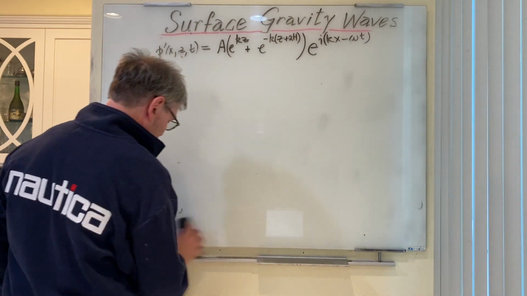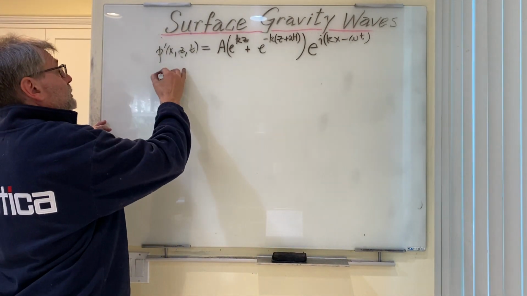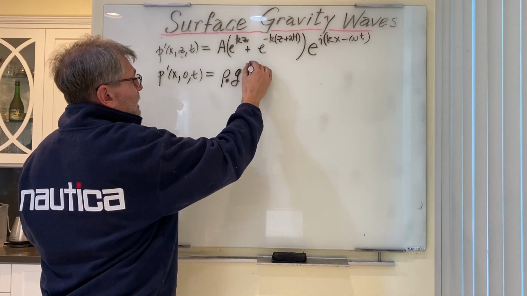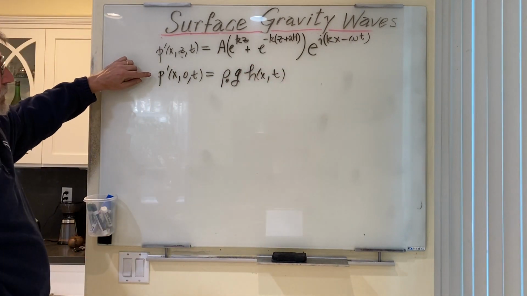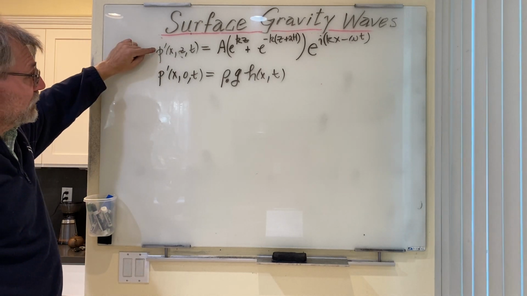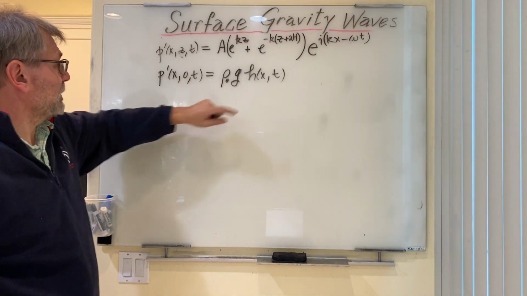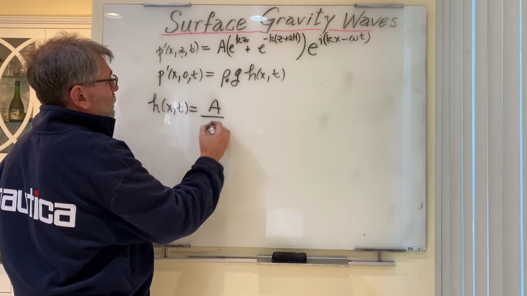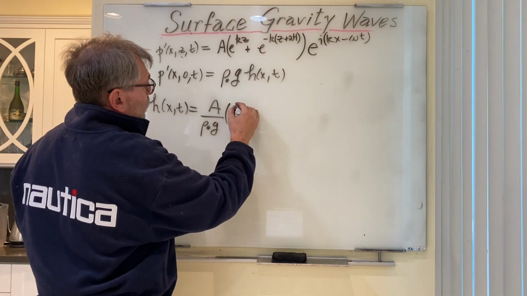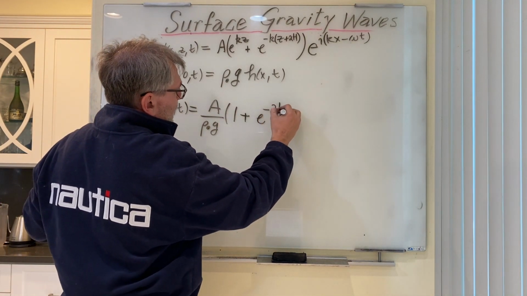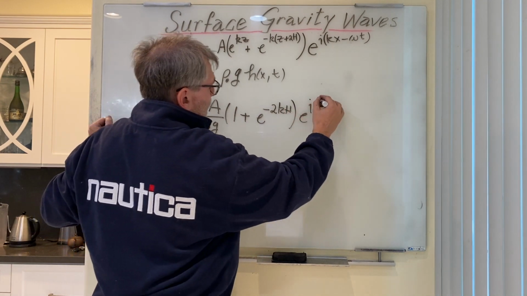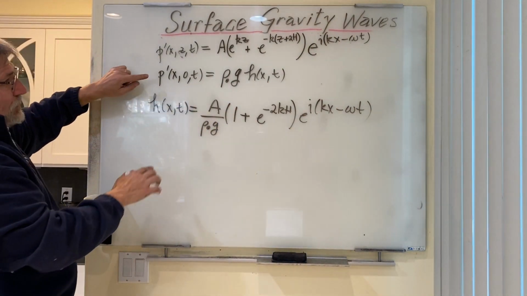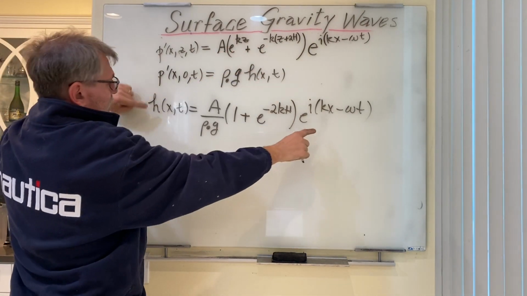The surface boundary condition is that P prime of x, 0, and t should be equal to rho naught g times h of x and t. So if I plug in z equals 0, that will give me h at the surface. Therefore h of x and t is equal to a over rho naught g times 1 plus e to the minus 2kh, times e to the i kx minus omega t. This is of course at z equals 0, and this gives me h.